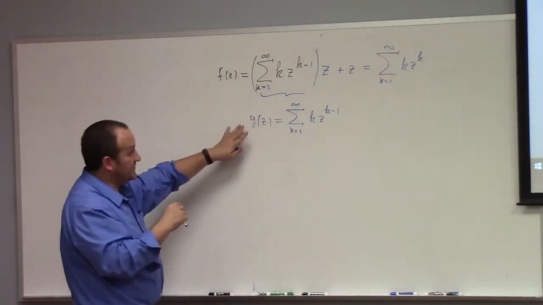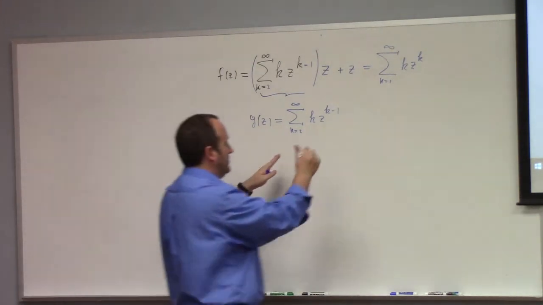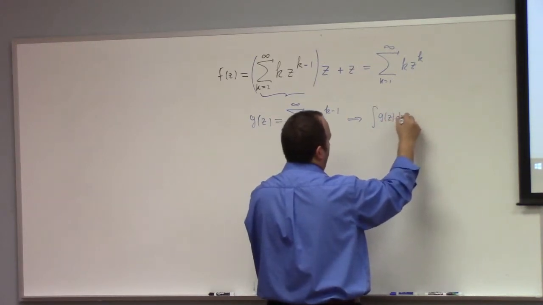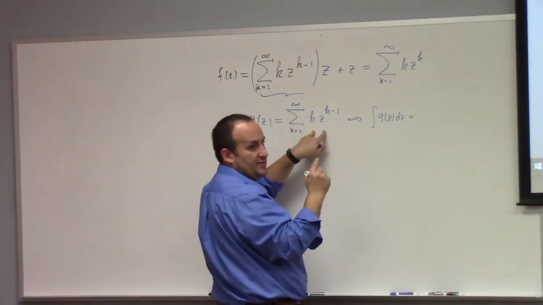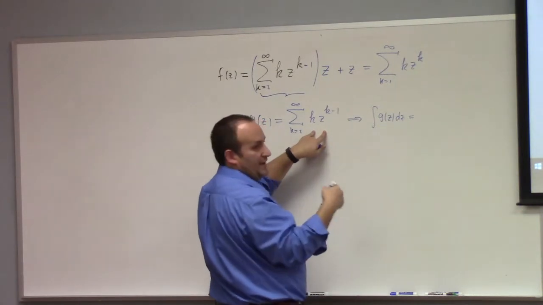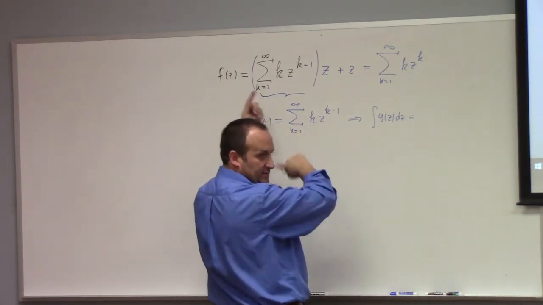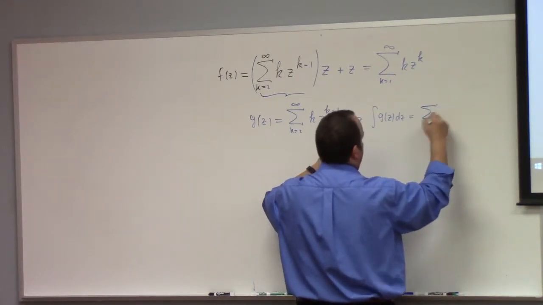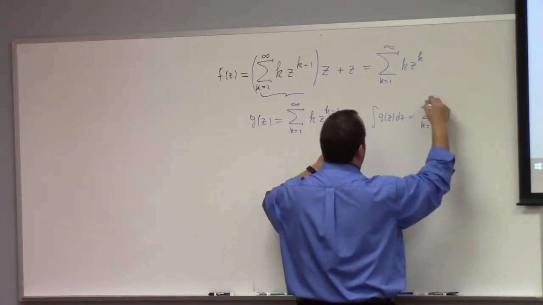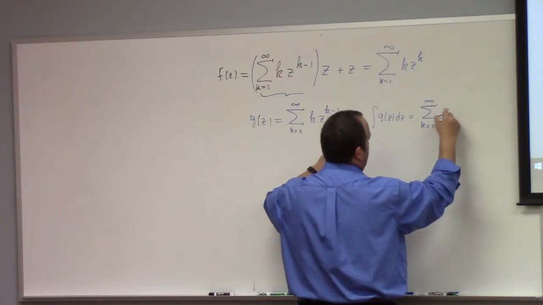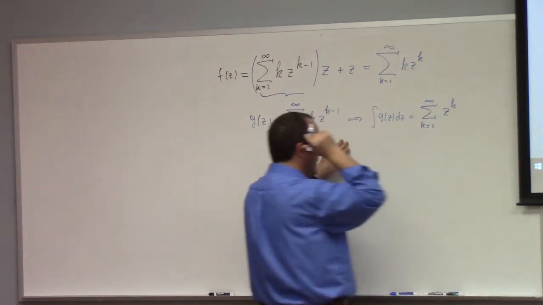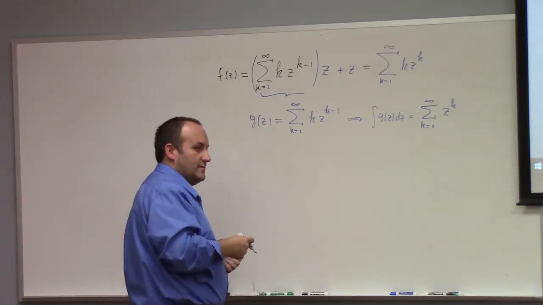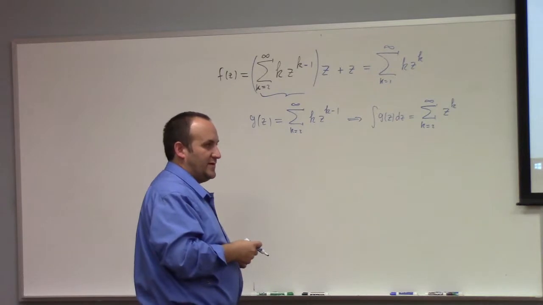Okay, so anyway, if this is g, then we can integrate term by term. And then what do you get? Term by term integration gives me k plus 1. Then the k's cancel, and we're just left with the sum k equals 2 to infinity of z to the k, right? Which is awesome because that's almost geometric.